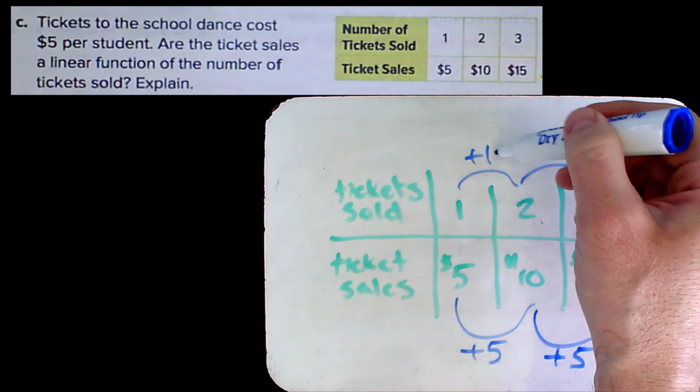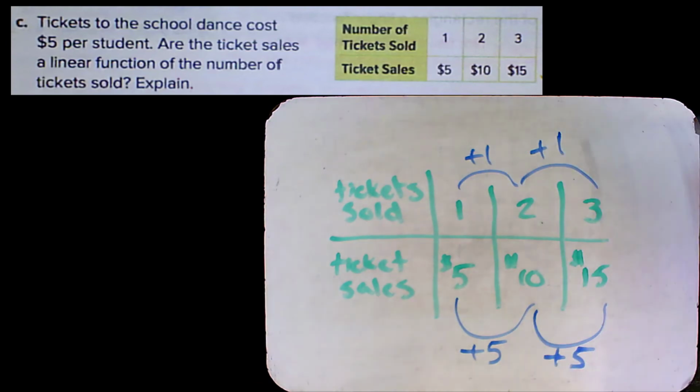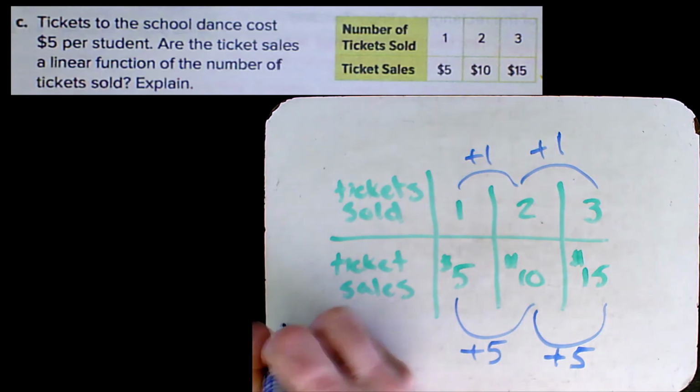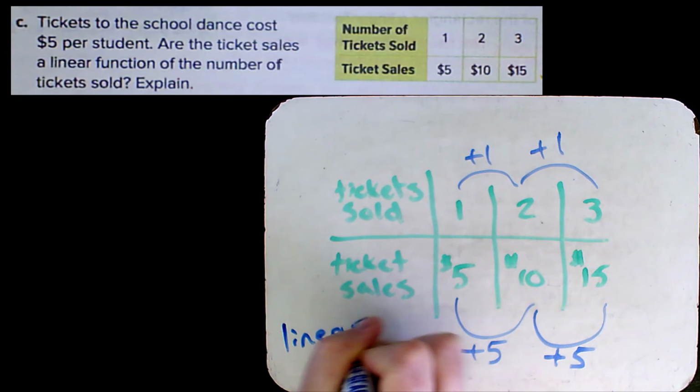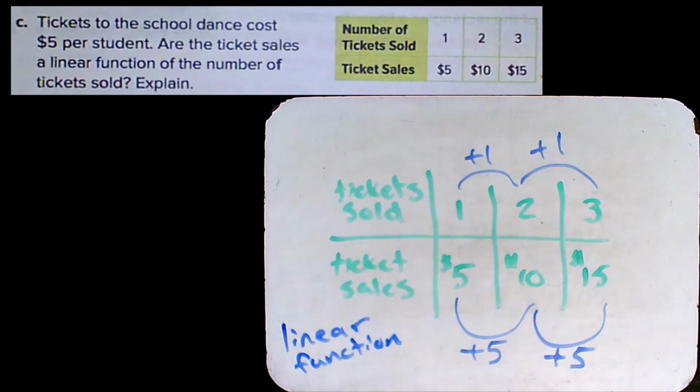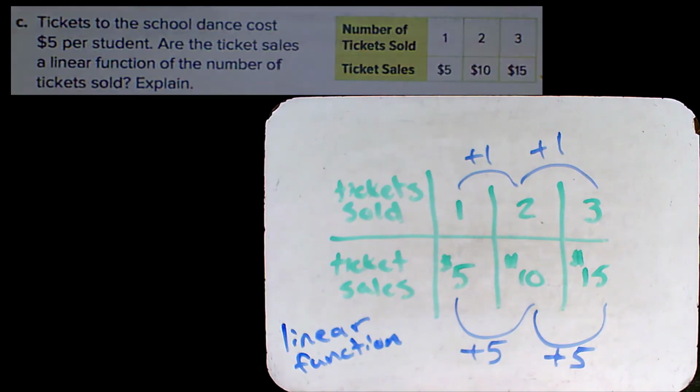Since when this one changes by 1, this one changes by 5, this one changes by 1, this one changes by 5, this would be a linear function. So the ticket sales are a linear function to the number of tickets sold. Moving on to our next problem.